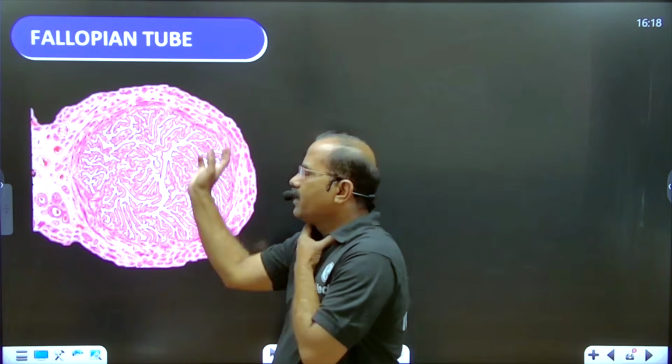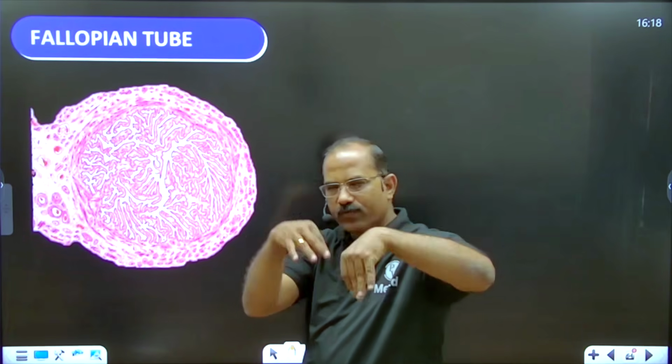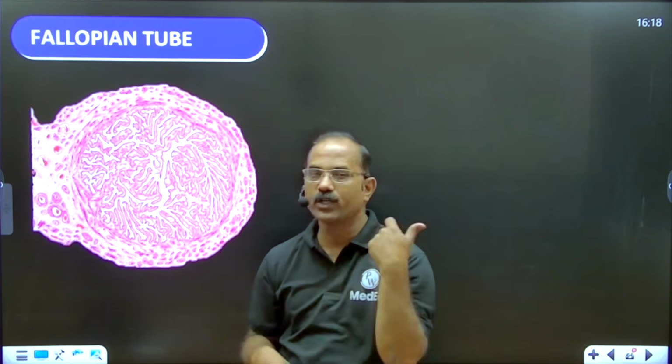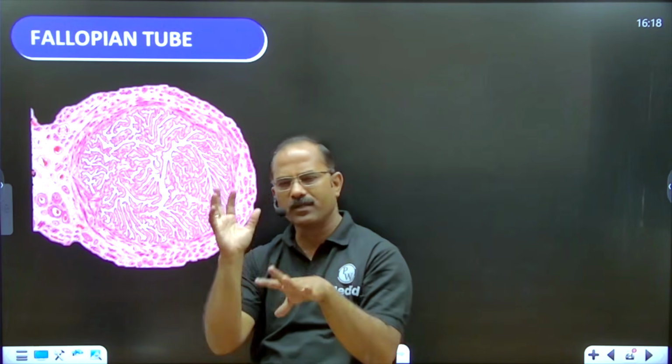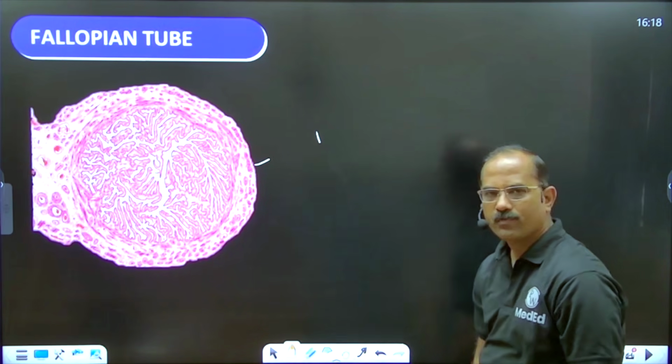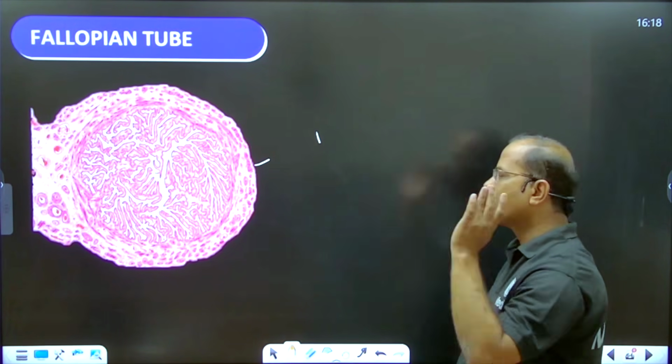See the slide. In this slide, the lumen is folded, and the epithelium lining this is ciliated columnar. Ciliated columnar epithelium, folded lumen. This is a slide of fallopian tube. Fallopian tube, the epithelium is ciliated columnar.